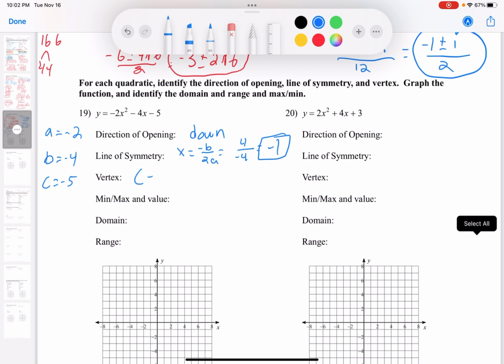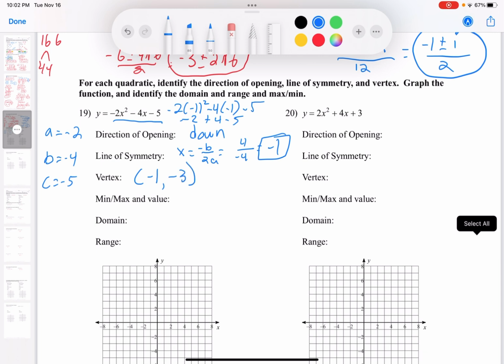My vertex now, my x value is -1. So now I go back to the original equation, and anywhere I see an x, I'm going to replace it with a -1. Make sure you follow order of operations. -1 squared is 1. So this gives me -2 plus 4 minus 5. So -2 plus 4 is 2, so that's -3.